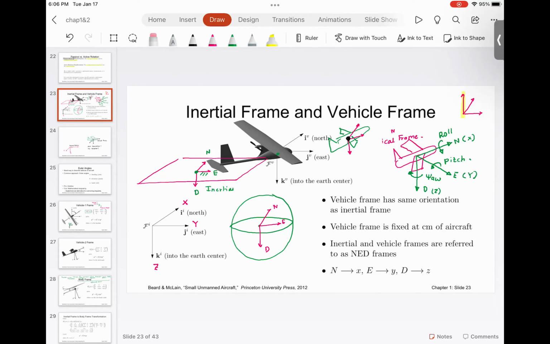But at any rate, the first frame is going to be the inertial frame. Inertial means it's a fixed frame. That is earth centered, earth fixed, which means we assume the earth to be flat, and that north-east-down frame is located at the center of the earth, and it is fixed. Earth is not rotating, the frame is not rotating. So that is extremely important.